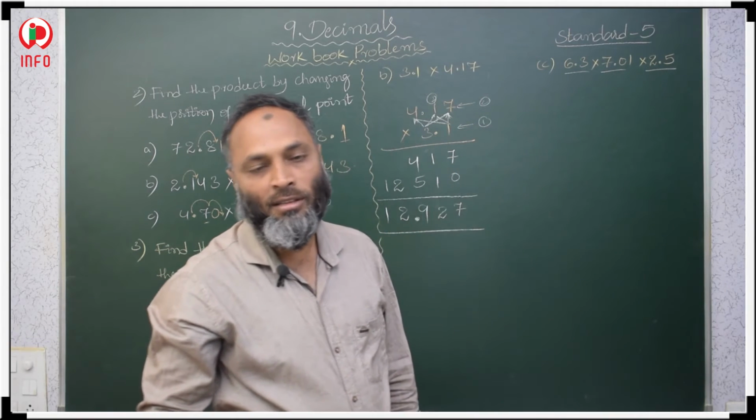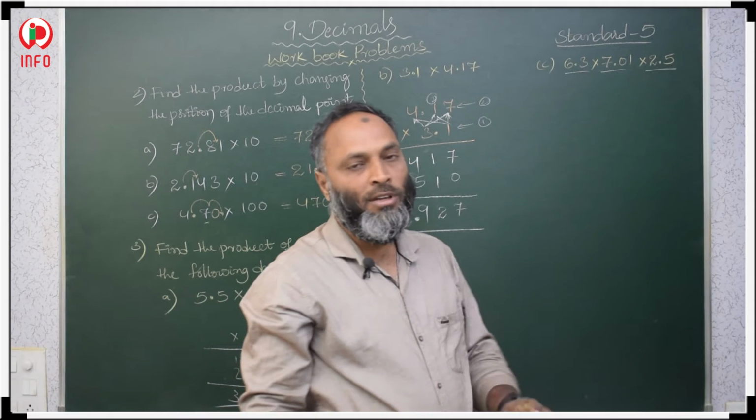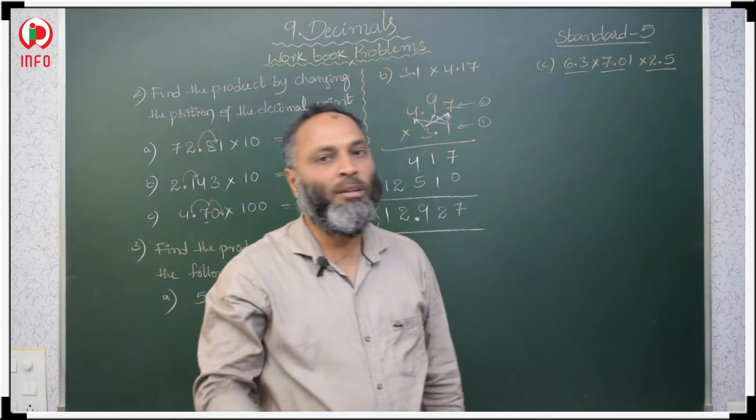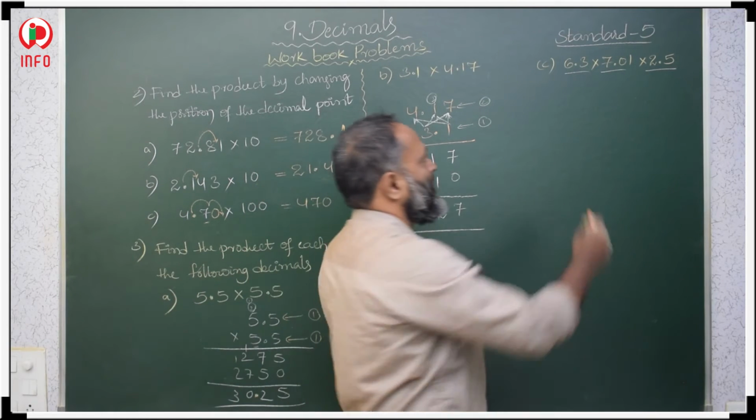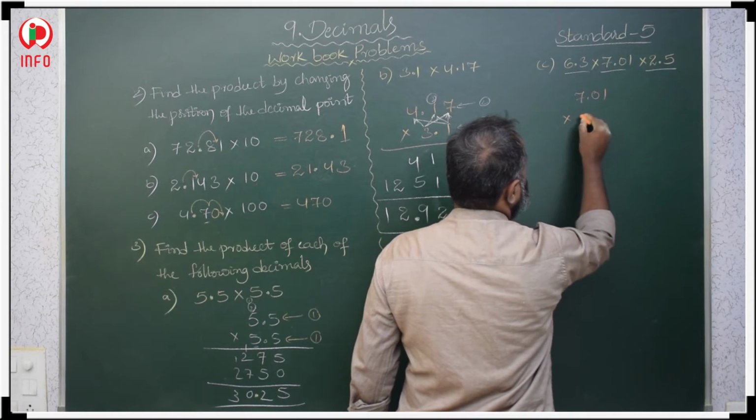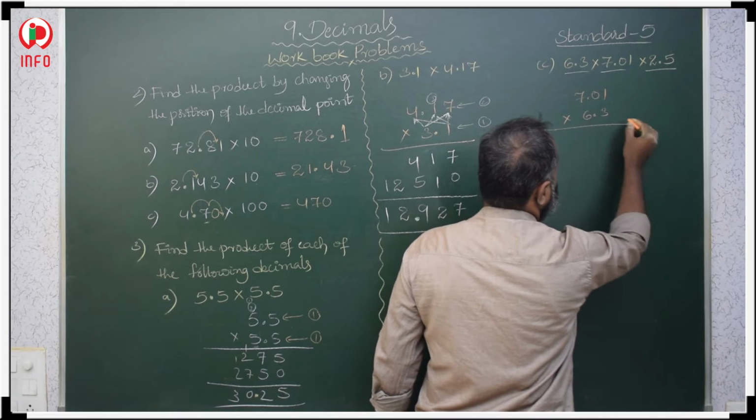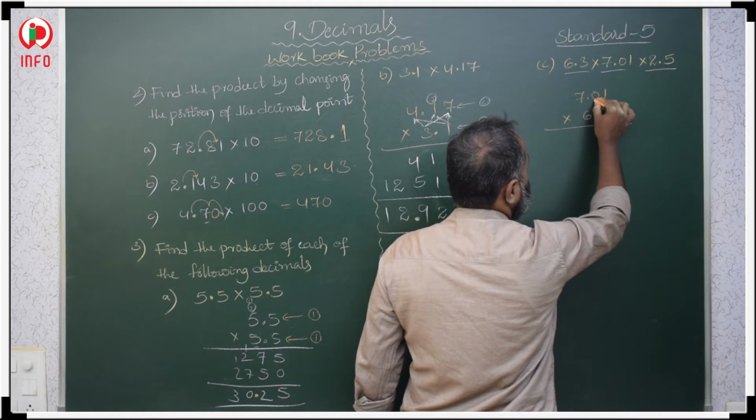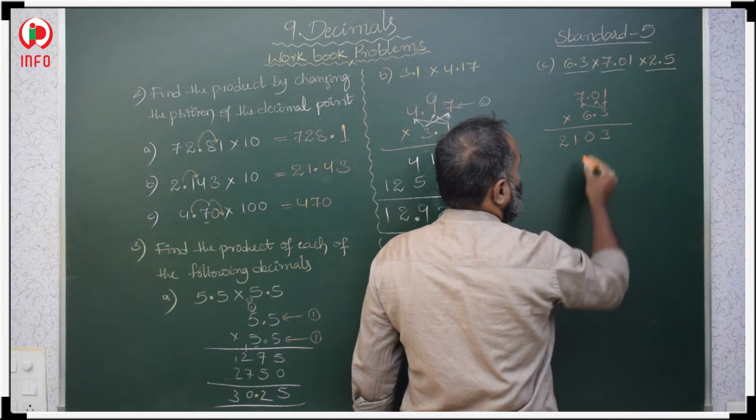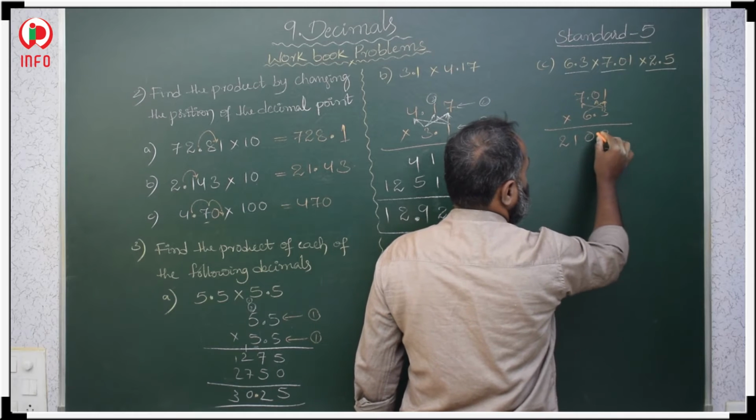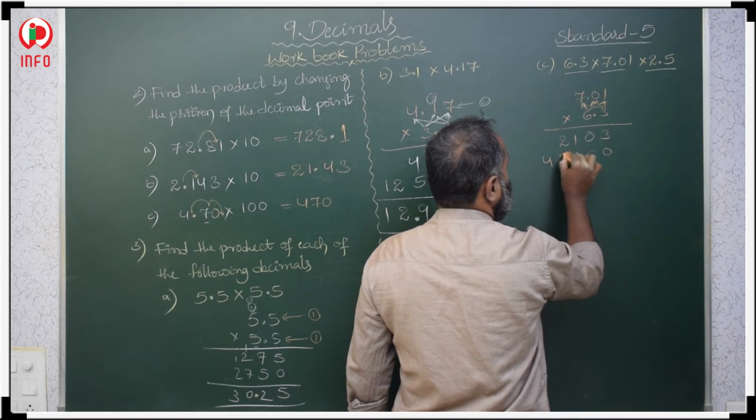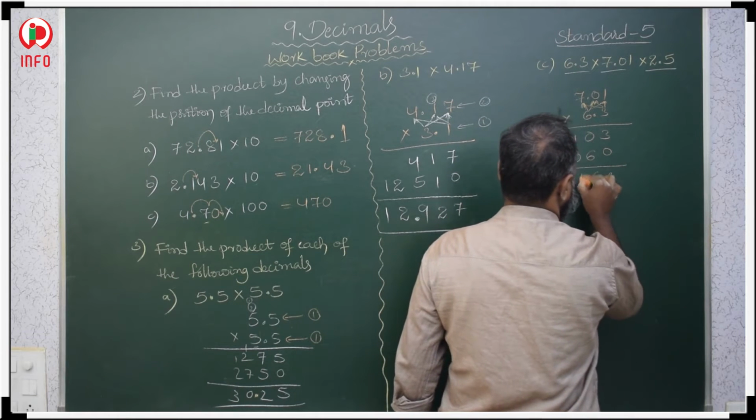The next one: here 3 decimal numbers are given. So how to multiply 3 decimal numbers? First we should multiply 2 decimal numbers, and with that product we should multiply the third number. Okay. First take 2 numbers, that is 7.01 into 6.3. Now, 3 1s are 3, 3 zeros are 0, 3 7s are 21. Next with 6: first 0 here, 6 1s are 6, 6 zeros are 0, 6 7s are 42. So 3 6 1 4 4.